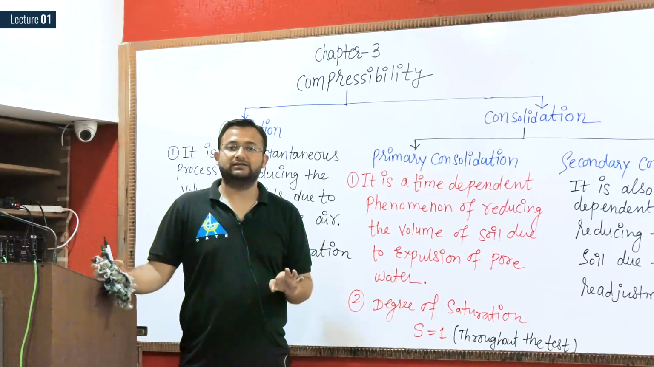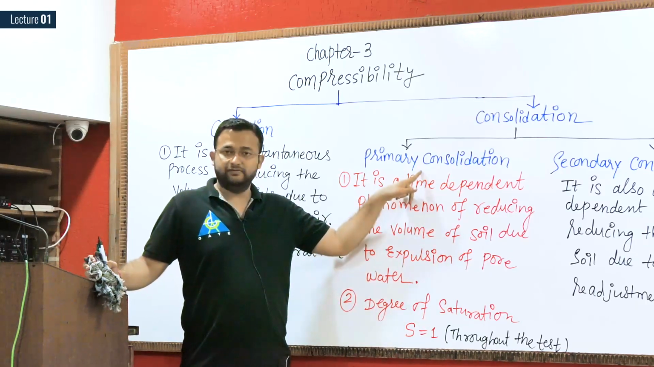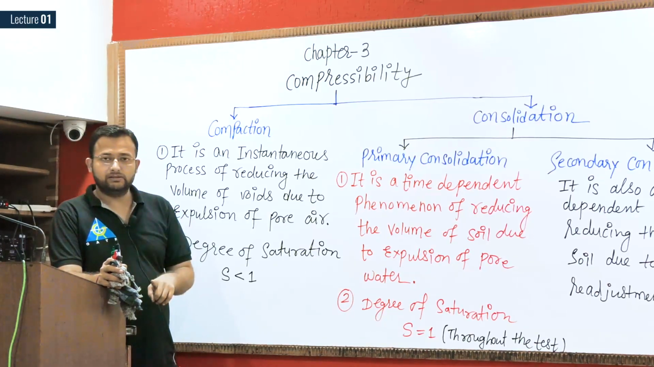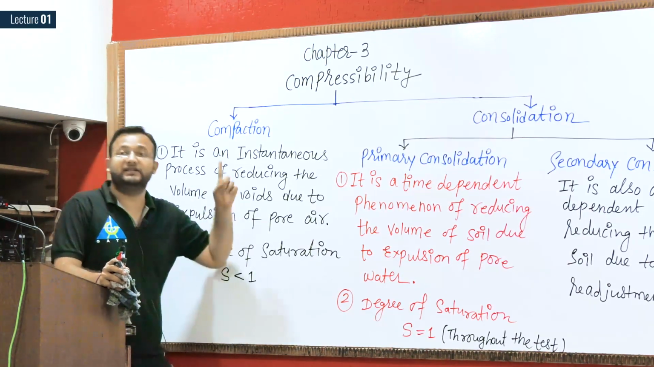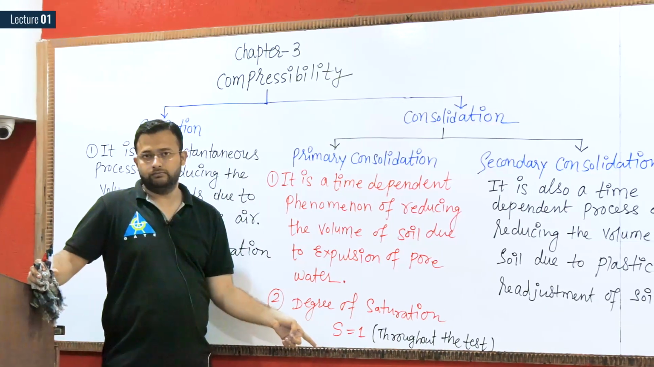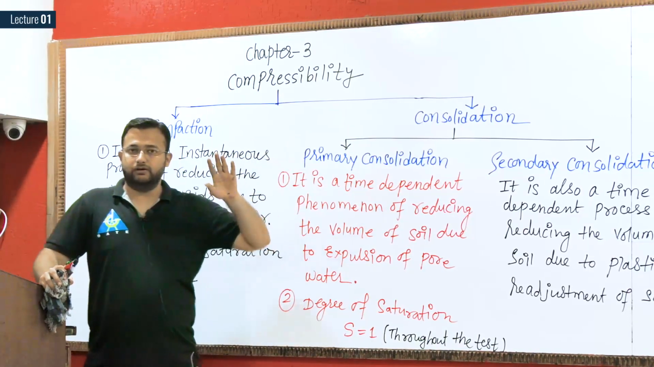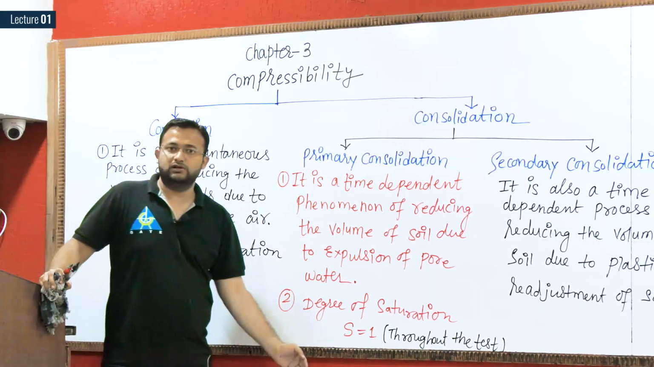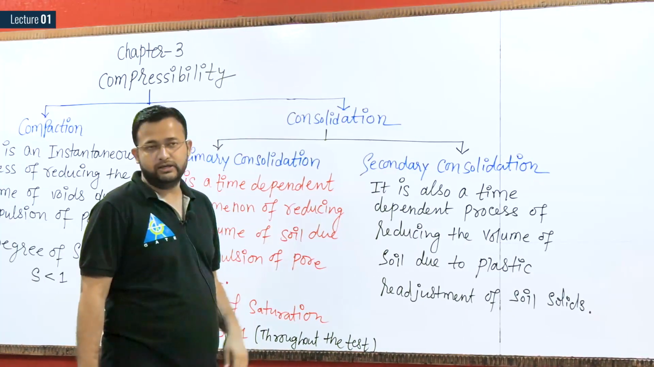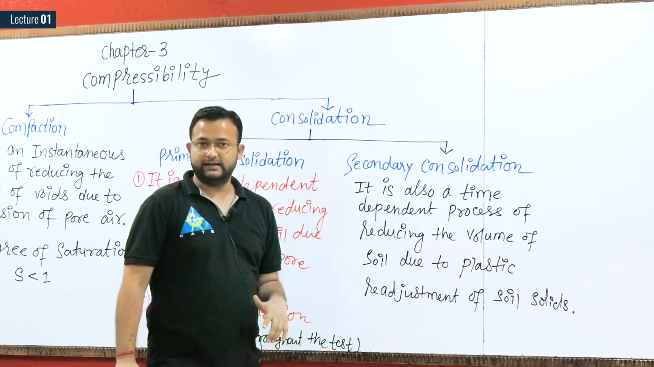One question you people should ask me: sir, is there possibility of occurring consolidation first and then compaction later? No. First compaction will occur because it is an instantaneous process. After this your primary consolidation will occur. Clear? So I have mentioned this in a proper order. First compaction will occur, then primary consolidation will occur, then secondary consolidation will occur. So compaction is clear to me, primary consolidation is clear to me. We can talk about secondary consolidation.